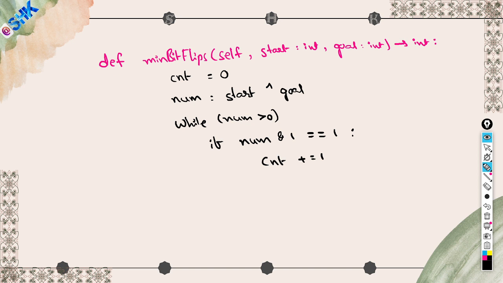After that, for the next iteration, the number will be converted as num is equal to the given number shifted towards the right side by 1 bit. Once this entire loop is done, we have the result in count. So we go for returning that particular count, so we will write CNT.